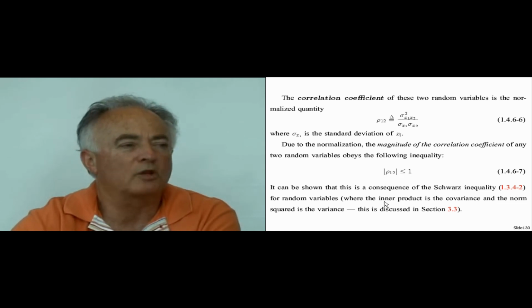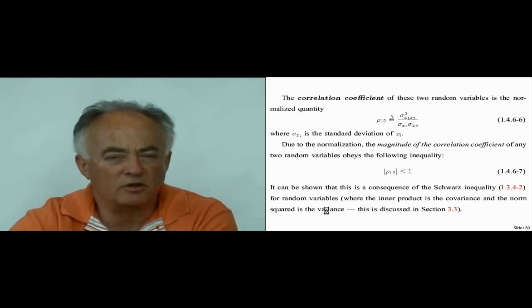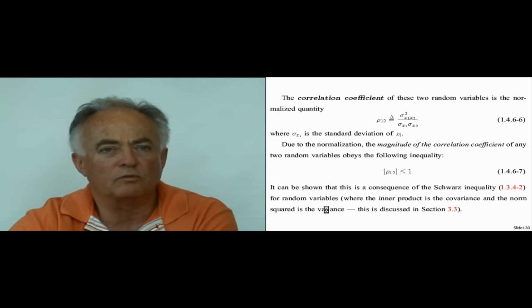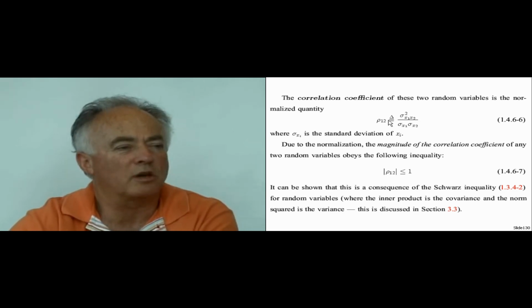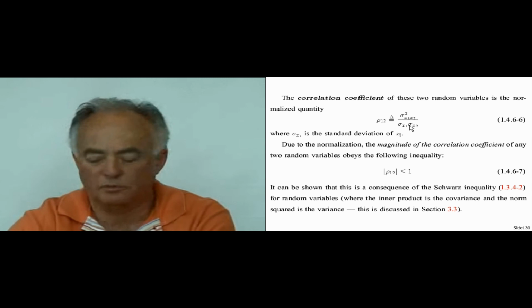And we'll come back to discuss the inner product of two random variables, which is really the covariance, and the variance is a norm squared. Norm squared is like a length squared. The variance has the interpretation of this. The standard deviation has the interpretation of the norm, and the correlation coefficient that we have here is the ratio of inner product to the product of the two norms.